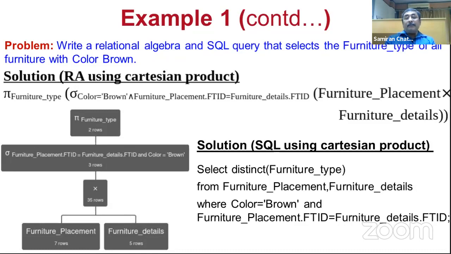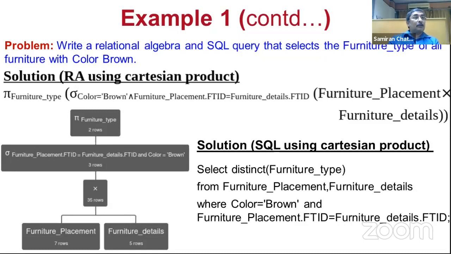Now it is a select something from A comma B. The moment I write A comma B, it is A cross B, the product of A cross B. Now, what am I selecting? I'm selecting color is brown and furniture placement first table's FTID is equal to second table's FTID. So that's the selection clause, the where clause.